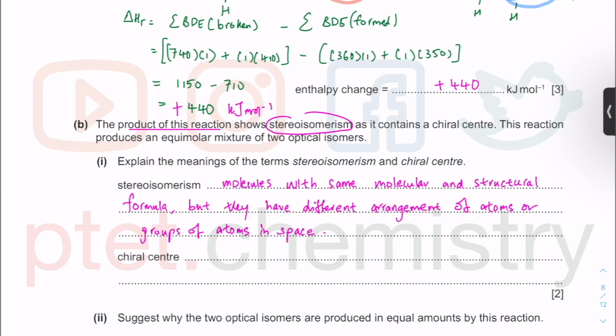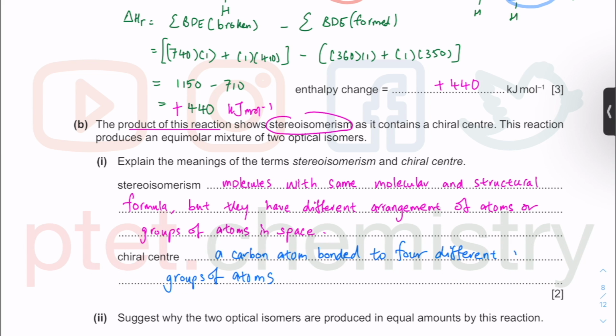Now, what about chiral center? So we know chiral center is a carbon atom which is bonded to 4 different groups or atoms. And they will give rise to enantiomers, which are the non-superimposable mirror images of each other. That is another definition you have to know. So these chiral carbons are bonded to 4 different atoms or groups of atoms.